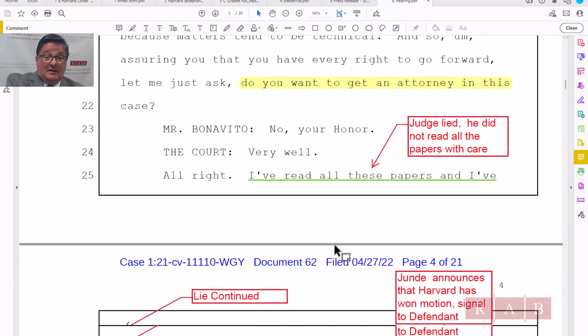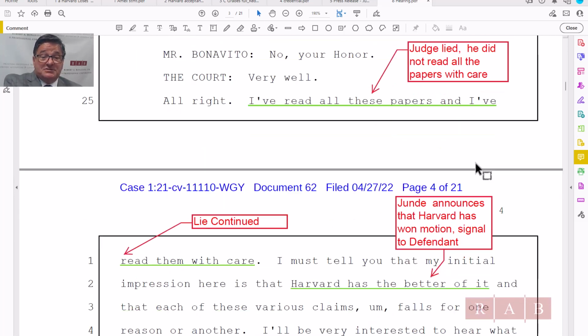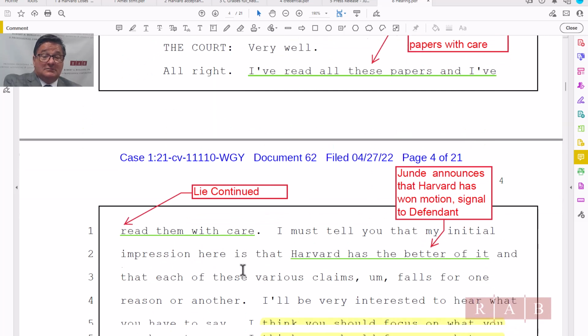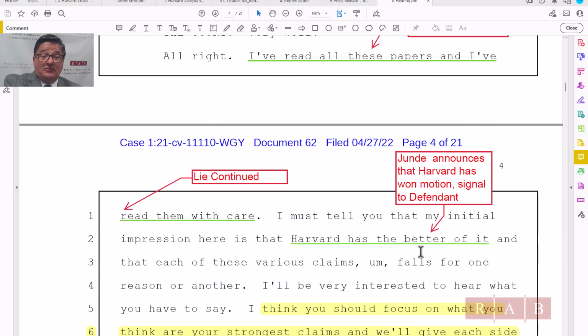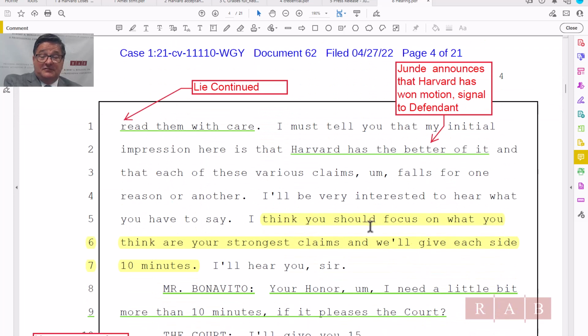Okay. Now, here's what the judge says. Right away, first thing: "I've read all these papers, and I've read them with care." Okay. And what does he say here? He says, I've read the papers, and Harvard has the better case. Harvard's won the case. Basically what he's telling me. Okay, fine. I can lose. If I lose, I lose, as long as it's fair.